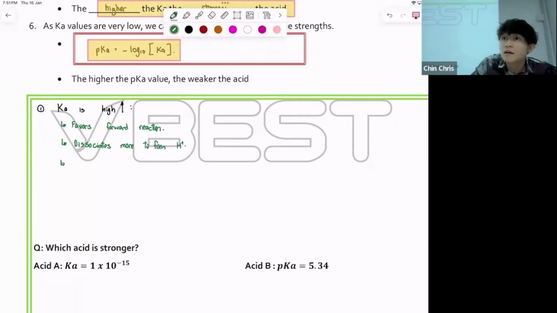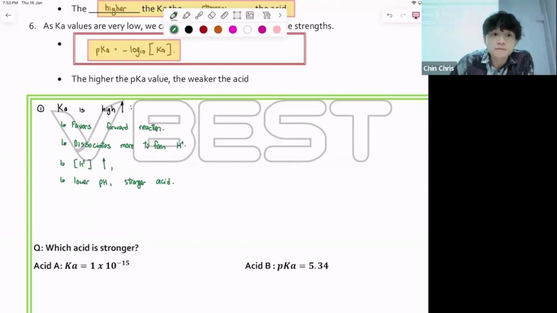Which means it's a stronger acid, right? Or the concentration of H plus is higher, then a lower pH, right? Stronger acid, yeah. Understand? Okay, guys, I think Ka is okay. Okay, understand Ka? Next, we have pKa.